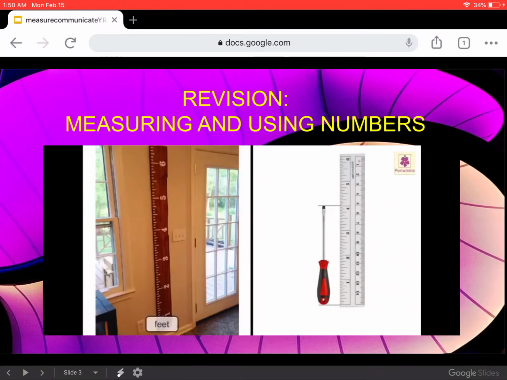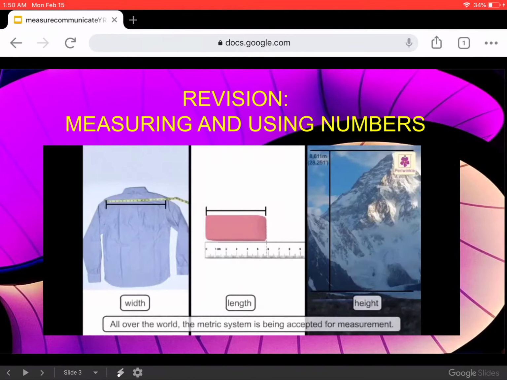Later, units like feet and inches were used to measure the height, length, and width of all objects. Now, all over the world, the metric system is being accepted for measuring these 3 dimensions.